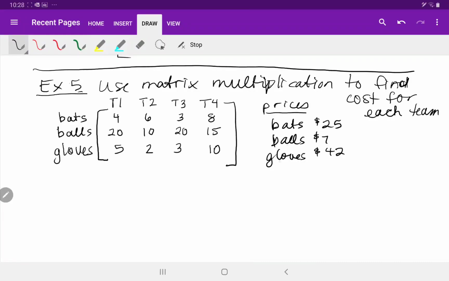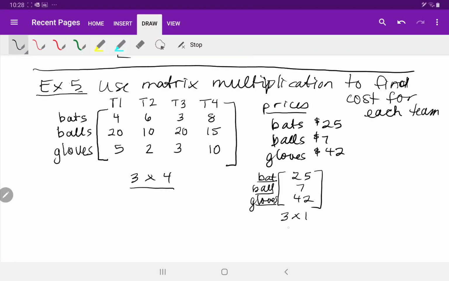So, see the bat, ball, and glove? If I wrote the bat, ball, and glove this way, which feels right to do, bats, balls, and gloves, I can't multiply them. Do you see this bats, balls, and gloves? This is a 3 by 1, and this is a 3 by 4. You can't multiply a 3 by 1 by a 3 by 4. So now I want to be able to multiply them.